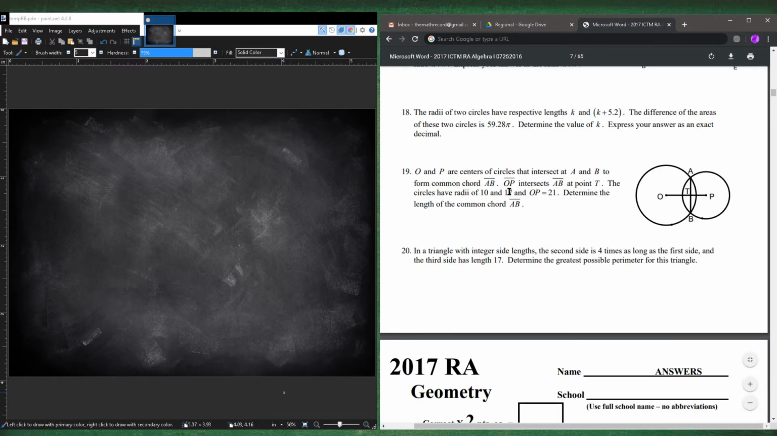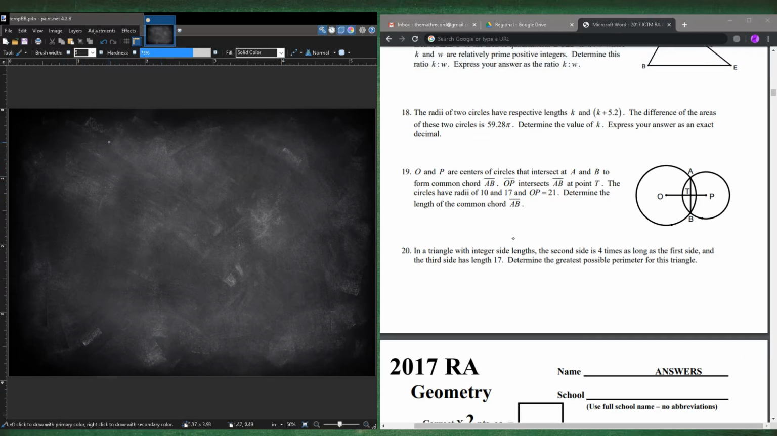Number 19. O and P are centers of circles that intersect at A and B to form a common chord. OP intersects AB at T, and the circles have radius 10 and 17, and OP is equal to 21. Determine the length of AB. Okay, so let's kind of draw a diagram out.